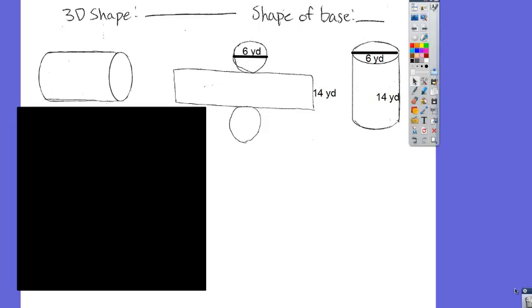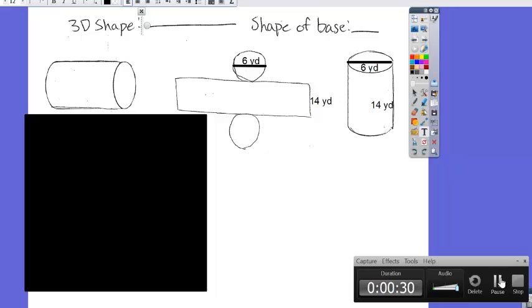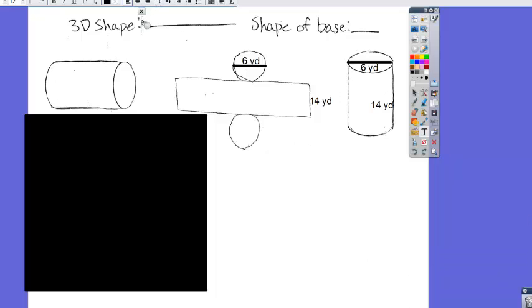So when you look at this shape, you should know what shape this is. It is a cylinder, good. Hold on one sec. Okay, thanks for waiting. So you're right, this is a cylinder. And that means that the shape of the base is a circle.